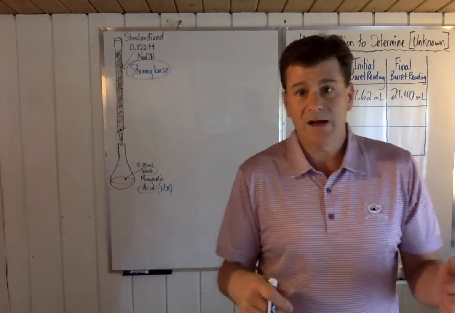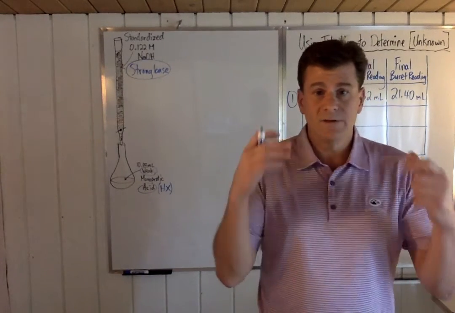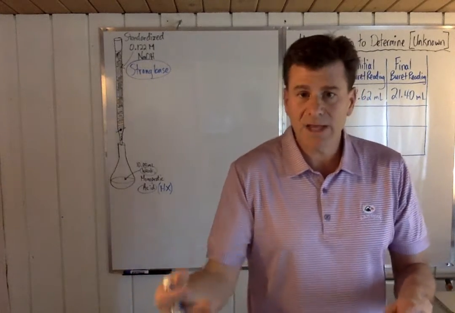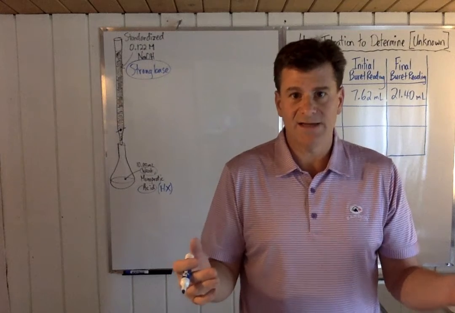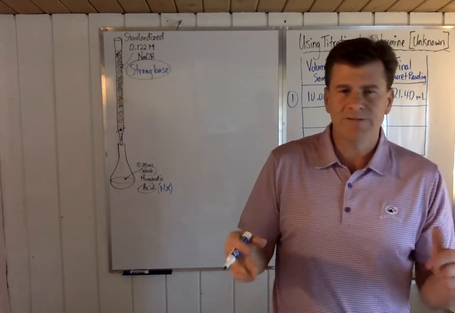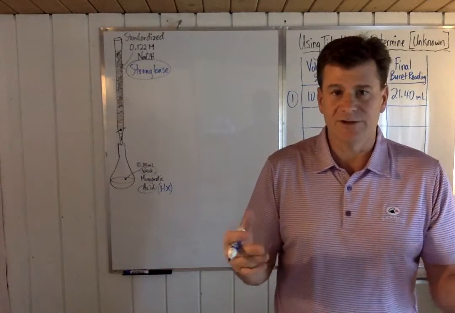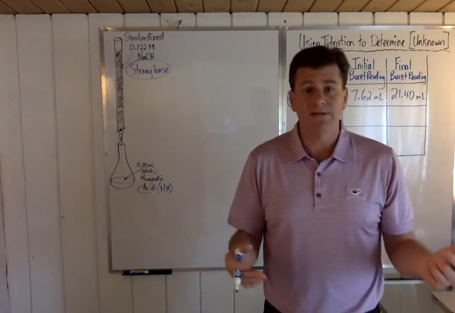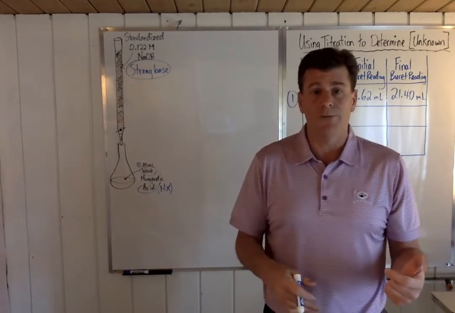You're also going to have systematic error in that your observation of when the pink occurred might be slightly different. So there's a bunch of places where error is going to be involved. So it's unlikely you're going to get two trials that are the exact same volume. You might, but more likely than not, you're not going to get two in a row.